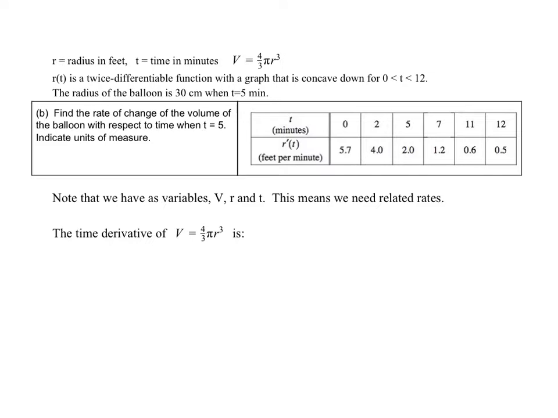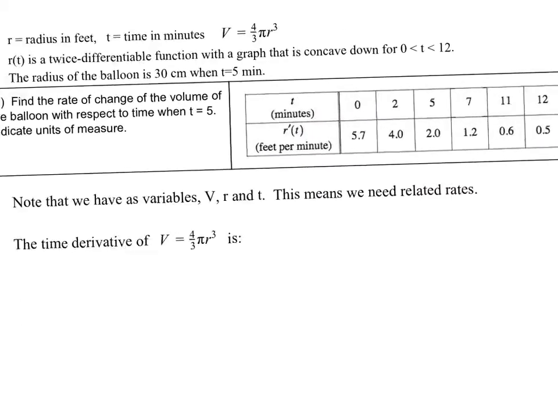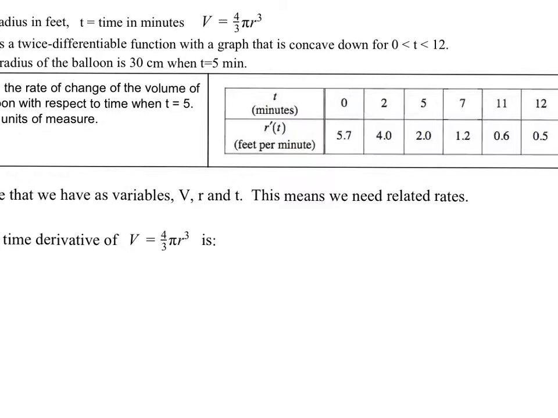Okay, so in part B it says find the rate of change of the volume of the balloon with respect to time when t equals 5. Indicate units of measure. All right, so there are some really important ideas here. We've got a volume formula. We know that we have three variables, v, r, and t. Well, that means we need related rates. We've got a radius that is a function of time, but volume is a function of radius, right? So we have v of r of t. So we have to use the chain rule and use related rates.